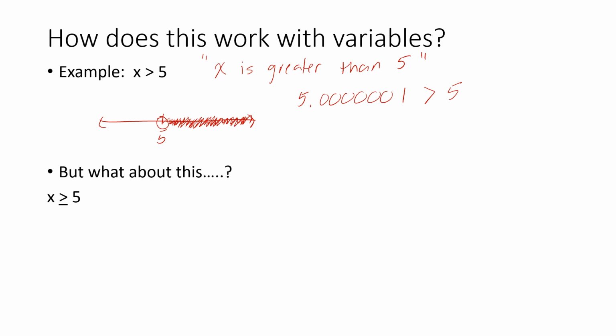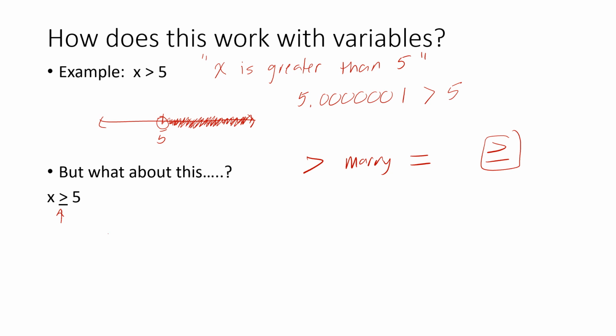But what about this? Then we start messing with our inequalities and we start putting this little line underneath it. Now, what that line is, if you were to take the greater than symbol and marry it to an equal sign, you would get the greater than symbol with the bottom part of the equal sign underneath. So this is greater than or equal to.